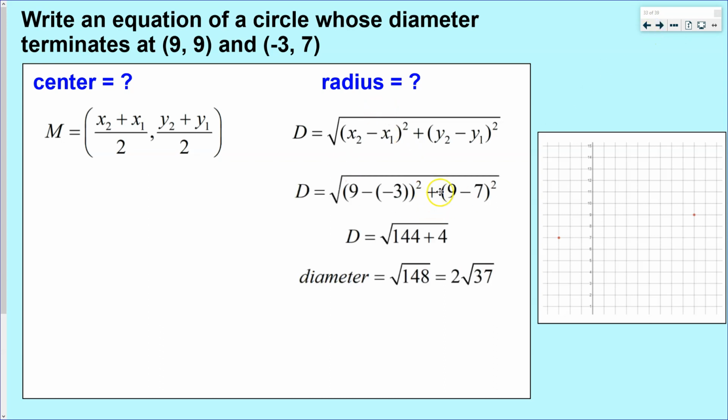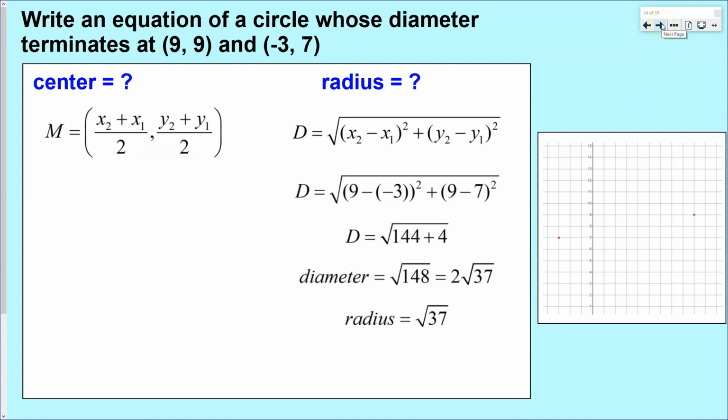And if we sub in the numbers for our distance formula, just like we did before, just be careful with your signage here and your order of operations. We get the square root of 148, which simplifies to 2 times the square root of 37. I did simplify this one just for the fact that I knew I was going to be chopping this in half. So that's the diameter. Chop that in half, and I will have just 1 square root of 37.